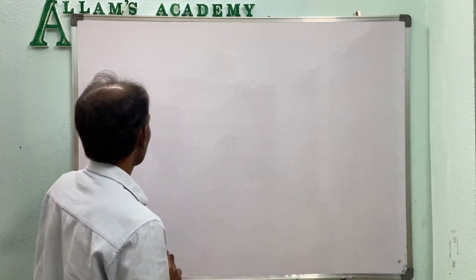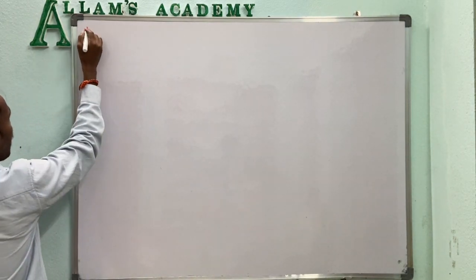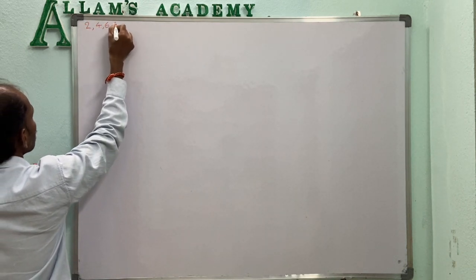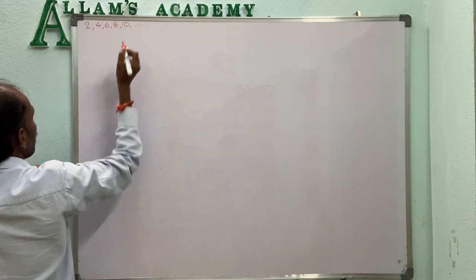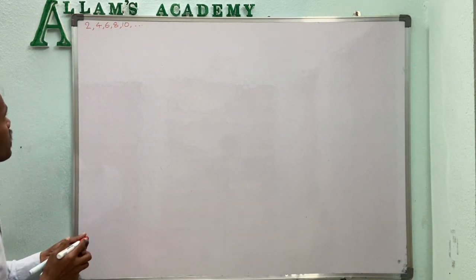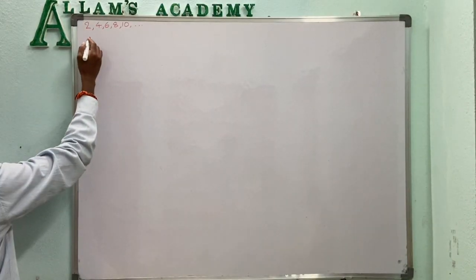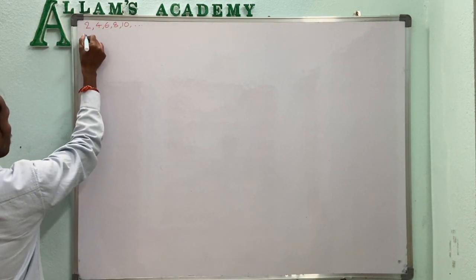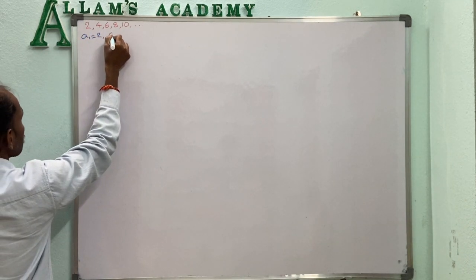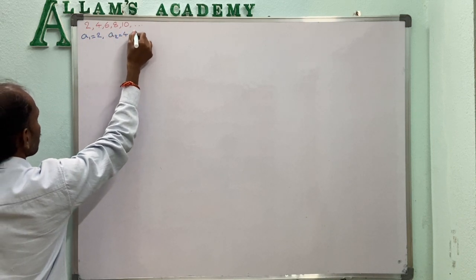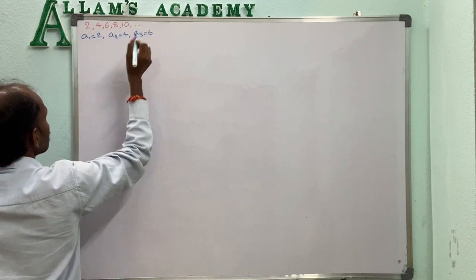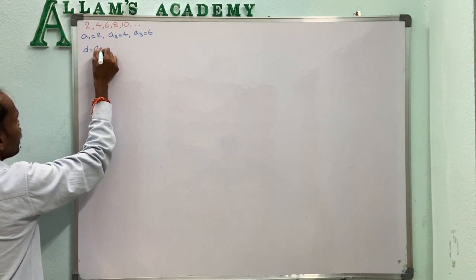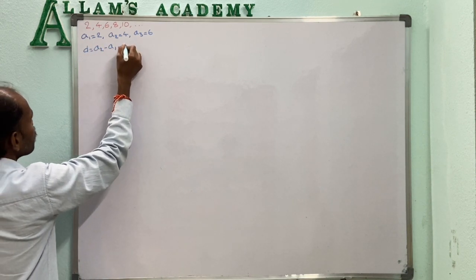So now we take the AP series as 2, 4, 6, 8, 10, and so on. Here, does it form an AP or not? First we check. In the given series, the first term A1 is 2, the second term A2 is 4 and the third term A3 is 6. Now checking the common difference, D is equal to A2 minus A1, the difference of two subsequent terms.